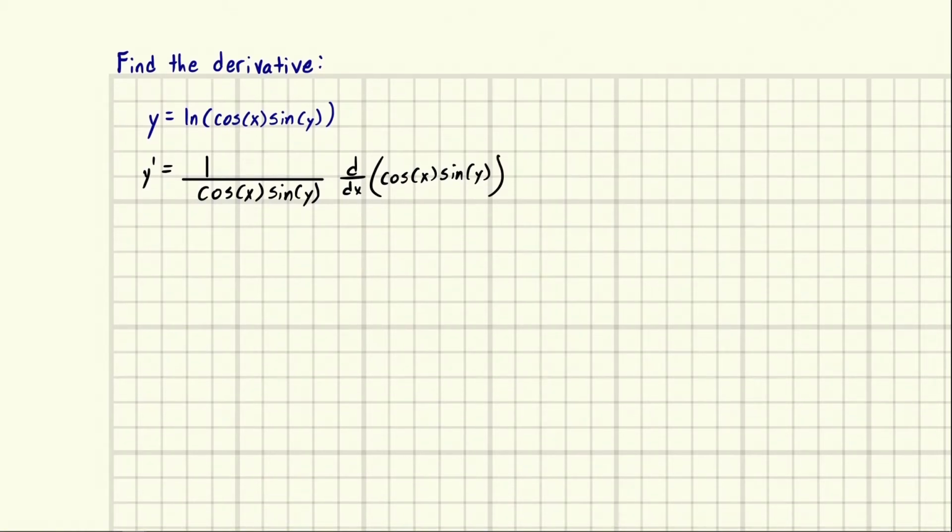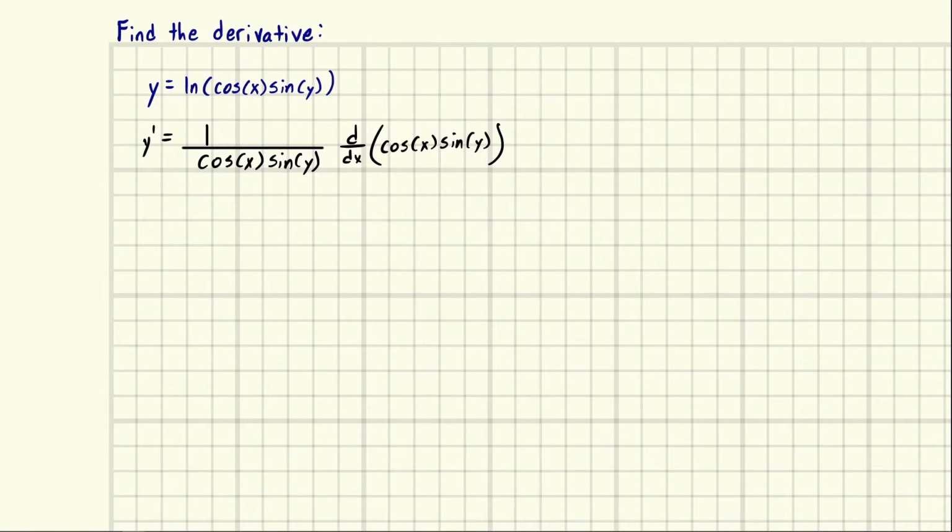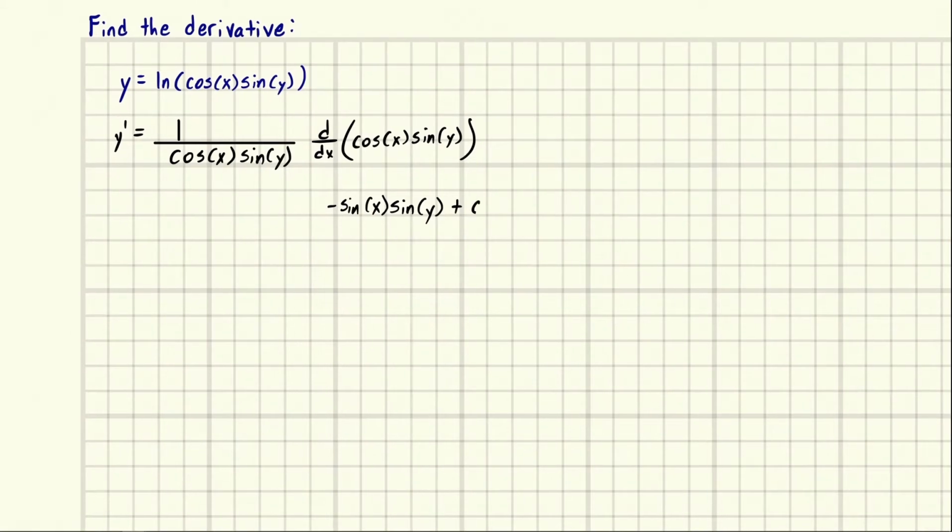So the first chain rule is not that bad at all. It's just this. But the next one is a product rule. So let's go ahead and do this one. I'm just going to do it sort of down the side, and then we'll come back to where we're at. So to take this derivative, we're going to take derivative of the first. The derivative of cosine is negative sine x times the second, which is sine y, plus the first, which is just cosine x, times derivative of the second, which is positive cosine y.